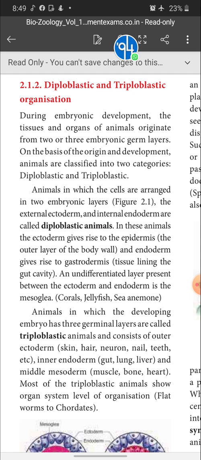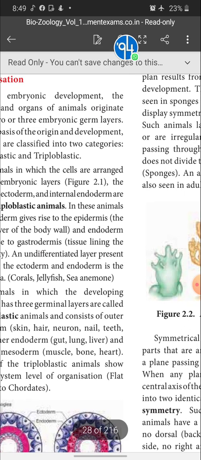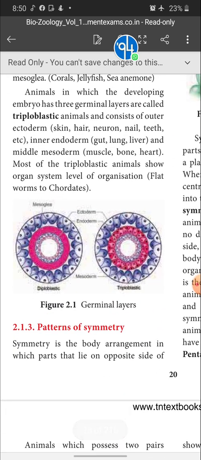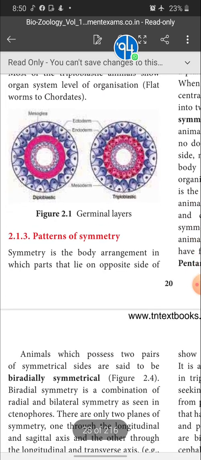Then we have discussed what organs are developed from each layer, from ectoderm, endoderm and mesoderm. Most of the triploplastic animals show organ system level of organization. Example, flatworms to chordates belong to the triploplastic animals. You can see, children, the diploplastic and triploplastic animal germinal layers in the figure.